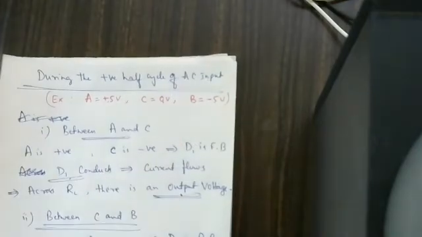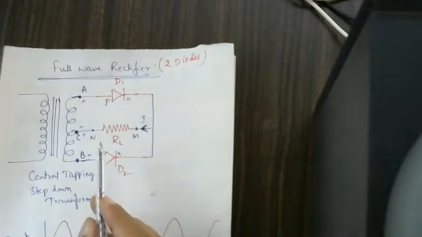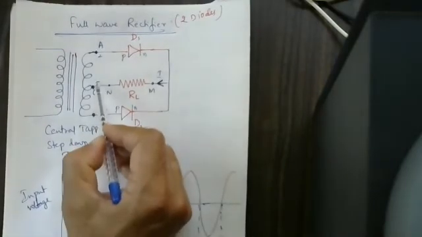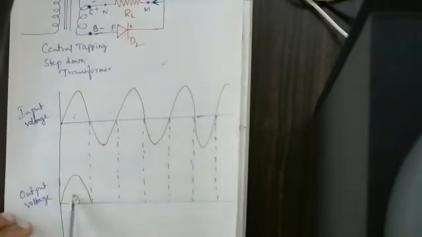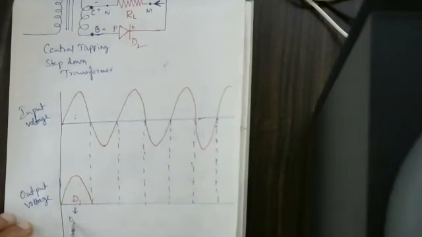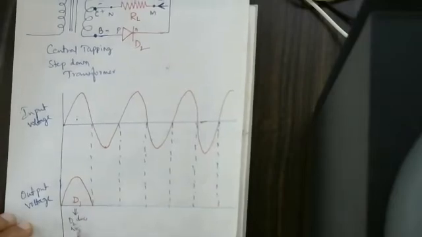Therefore, I can say during the positive half cycle of AC, D1 is conducting, D2 does not conduct. During the negative half cycle of AC, everything is reversing. This is negative, this is positive, and this is negative, and this becomes positive. So the same idea we are supposed to write. But during the positive half cycle of AC, D1 conducts, D2 does not conduct.